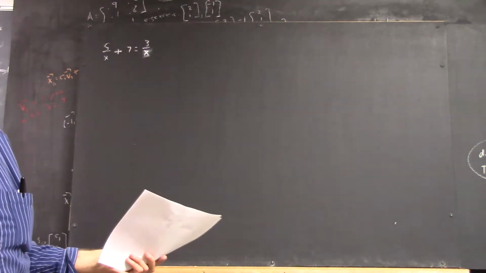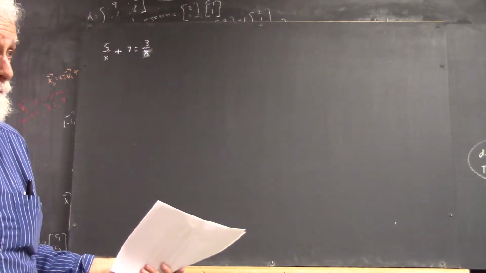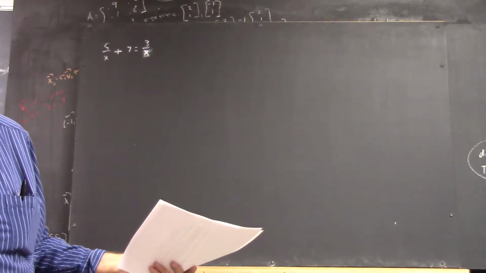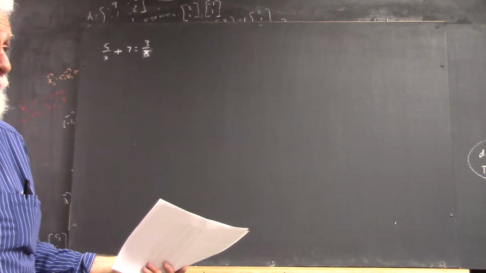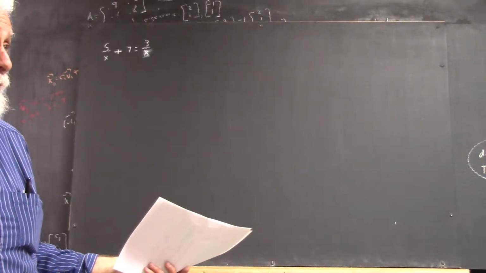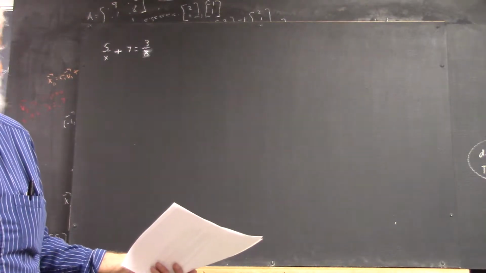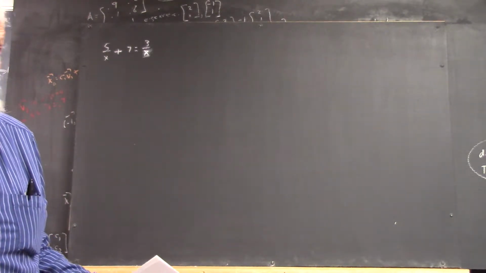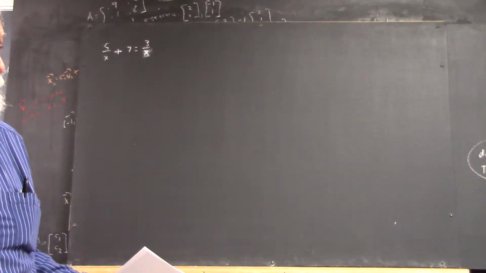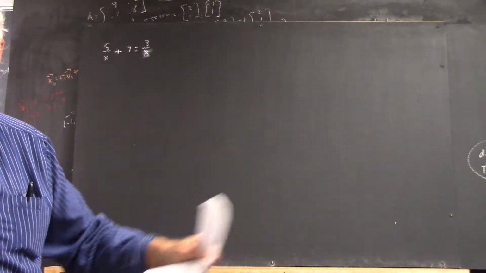What do you see in this equation that you'd rather not see? Fractions. Yeah, fractions. And what do fractions have that you'd rather they didn't? Denominators. How do you get rid of denominators in an equation? Multiply the whole equation by the denominator.